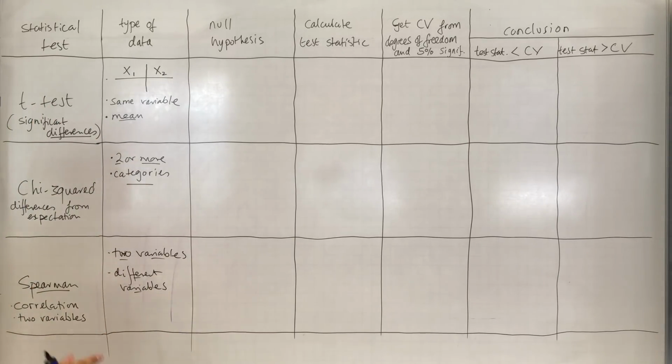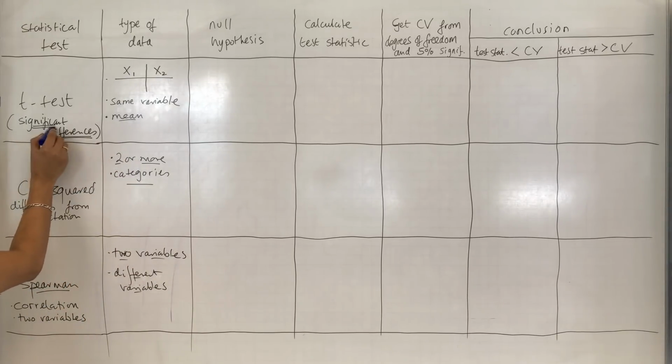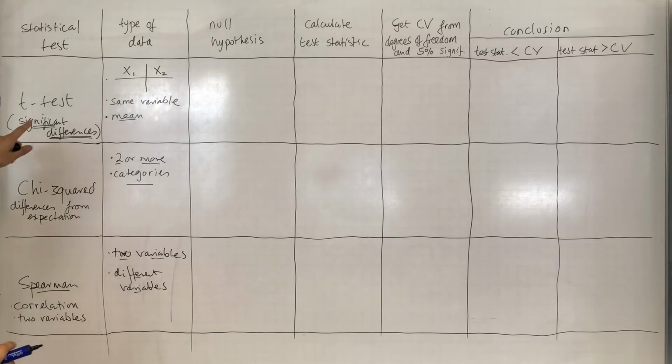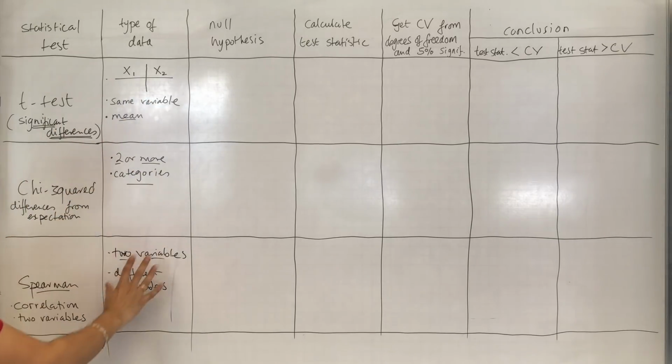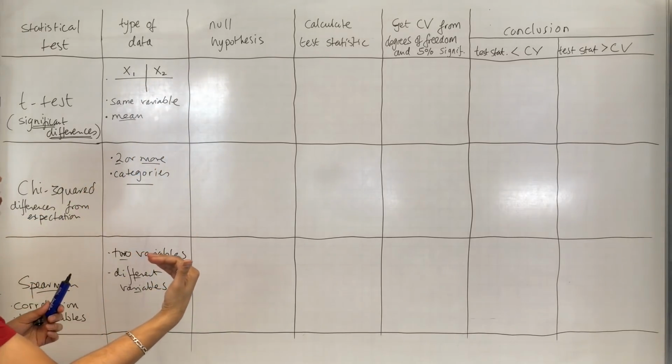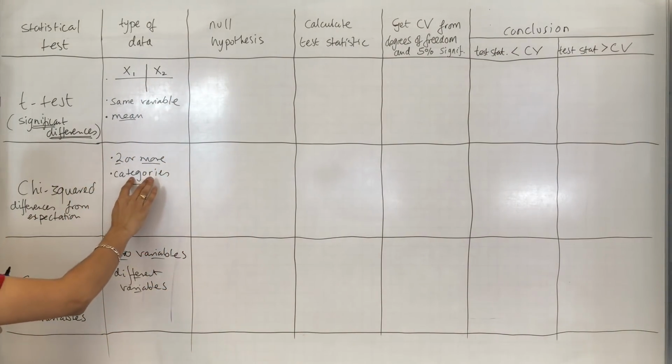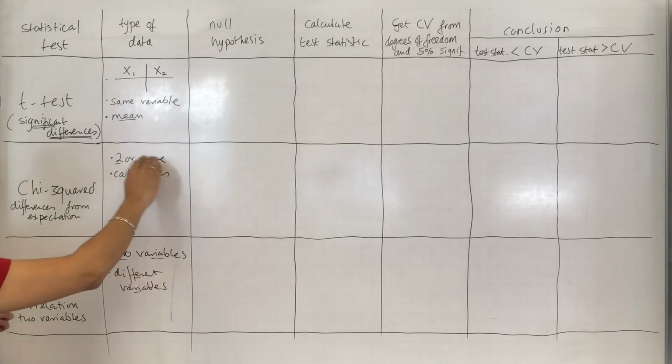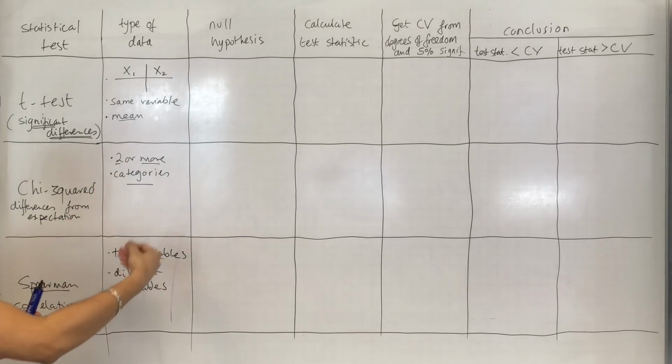Okay, so to summarize, two things. First, what is the kind of thing that you're testing for? If it's a difference, t-test. If it's a difference from a result that you had an expectation about, or you would have expected, chi-squared. If it's a correlation that you're looking for, Spearman rank. Then with the data, with the t-test, typically you will have the same variable, just two sets of those. With chi-squared, you'll have categories, and it's more about numbers of things in those categories.